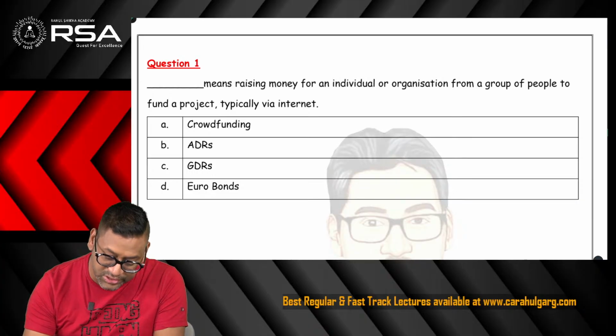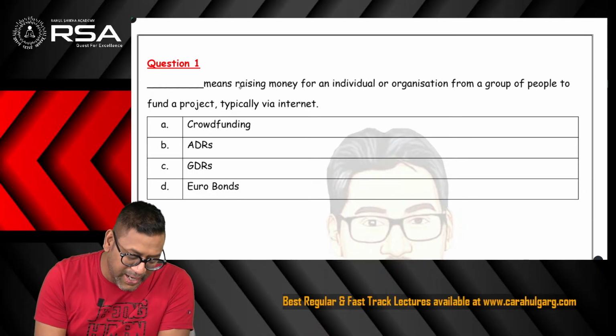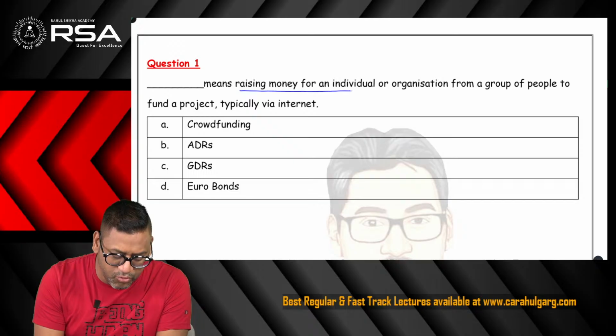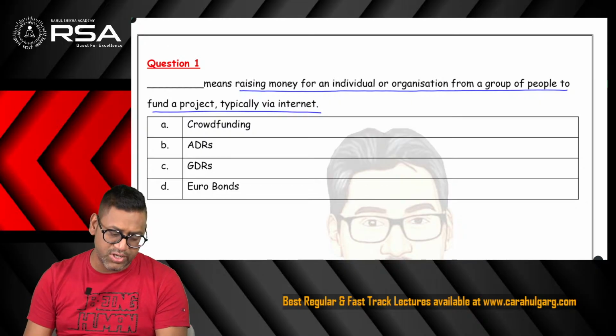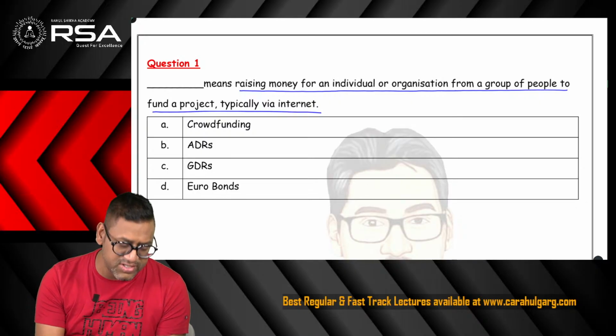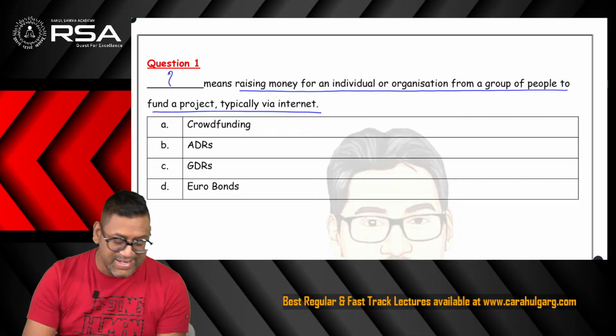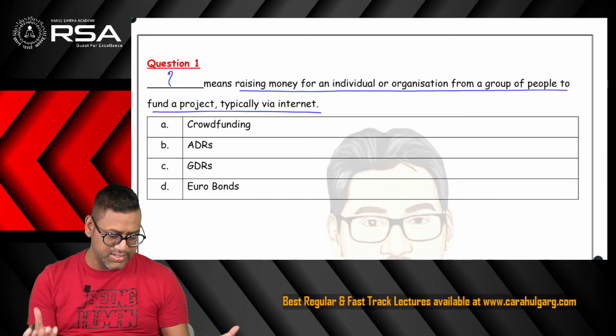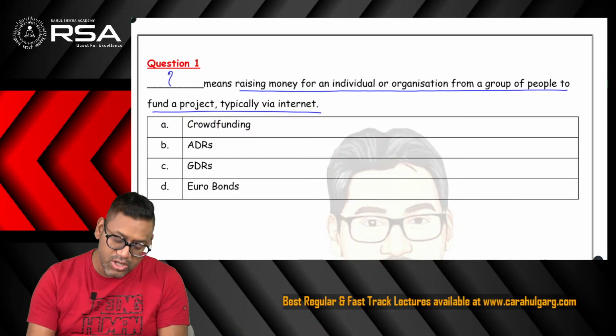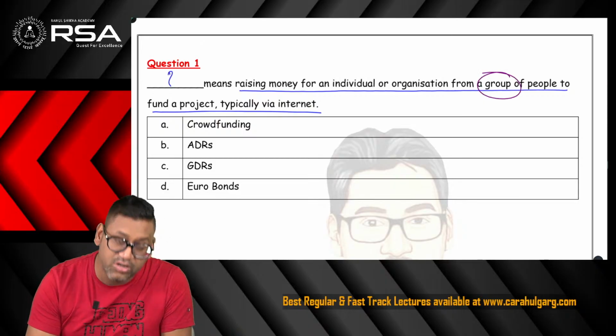Come on ji. The first question over here: dash means raising money for an individual or an organization from a group of people to fund a project, typically via the internet. So what is it saying? Dash means, what is it called? What is this phenomenon called? Raising money. You want to raise money for either an individual or an organization, from a group of people. Why do you want to raise the money?